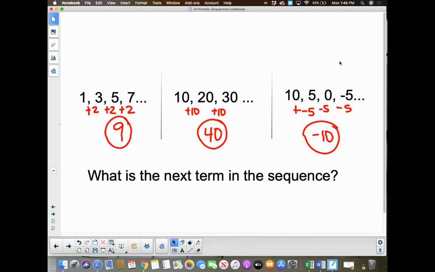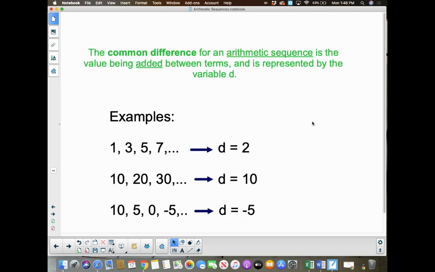With that being said, we have a tendency of doing the same thing each time. We're adding 2, we're adding 10, we're adding a negative 5. So what does that mean exactly? That is exactly what an arithmetic sequence is. You have what's called a common difference. We were adding the same number each time to get to the next number, and it has to be the same exact number each time before we can call it an arithmetic sequence.